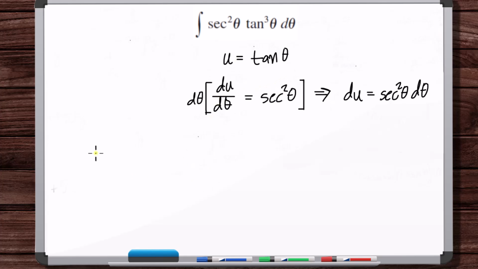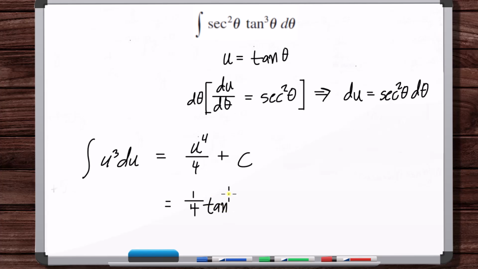So making the substitution, we've got u cubed du. Pretty cool, right? So this is u to the 4th over 4 plus c. So this is 1/4 tangent to the 4th theta plus c.